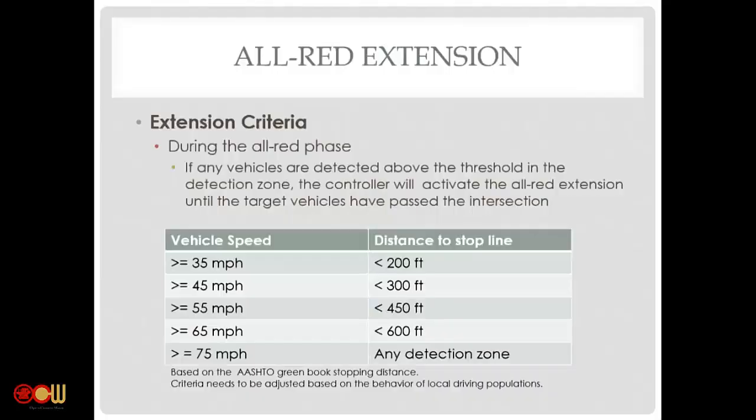So what are we talking about? If you have enough funding, put a sensor also on the side street. Okay, if the side street has no traffic, then you do not need to have main direction control. Here are the all-red extension criteria. How many seconds do you use to extend the all-red phase?